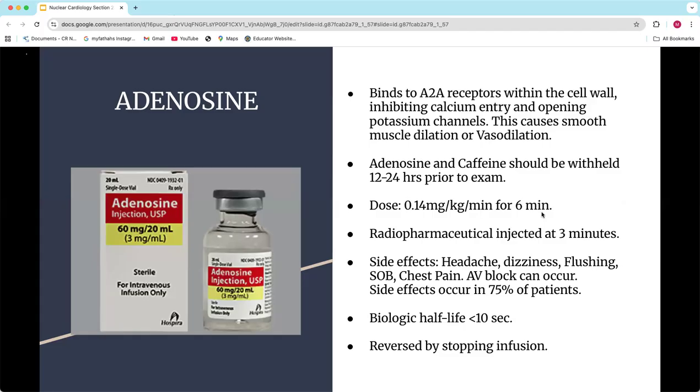Usually patients have some pretty significant side effects with this. So those include headache, dizziness, flushing, shortness of breath. They can get a little bit of chest discomfort or chest pain, and you can get AV block that occurs during this. So they're going to be hooked up to EKG when you're doing this so you can monitor that. And side effects occur in about 75% of patients.